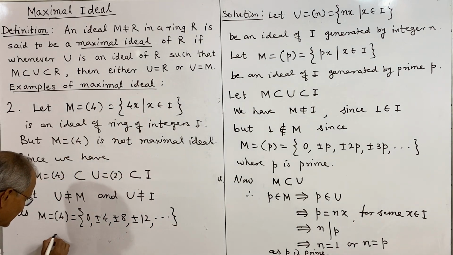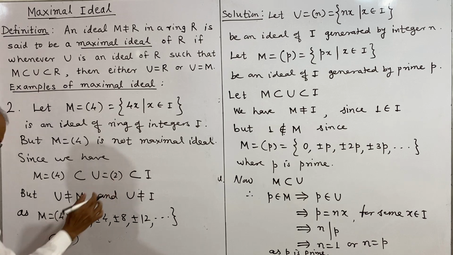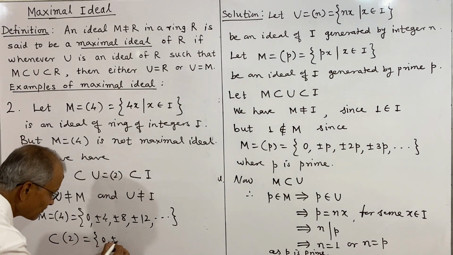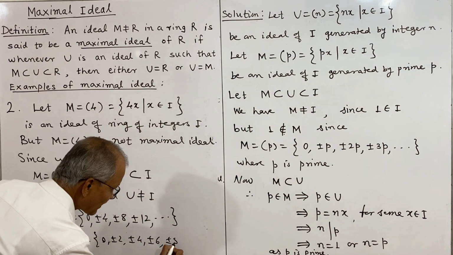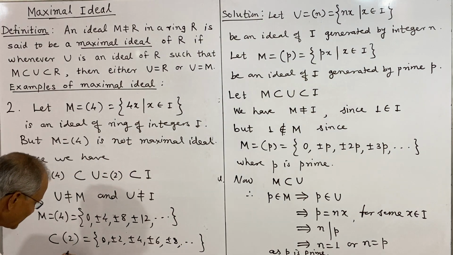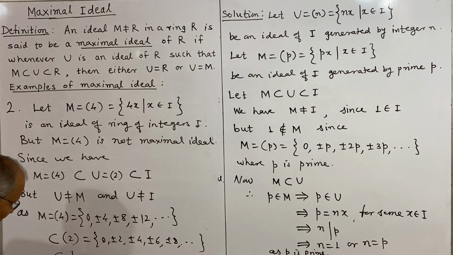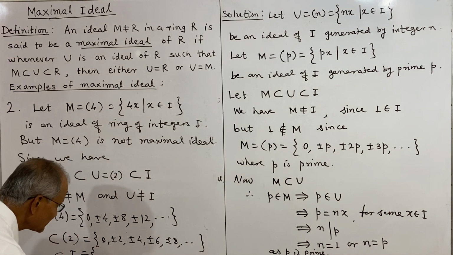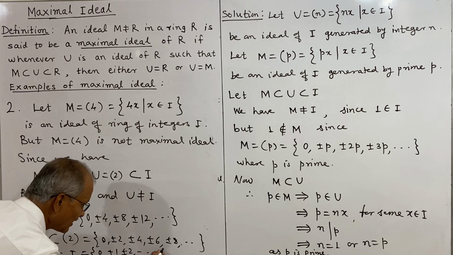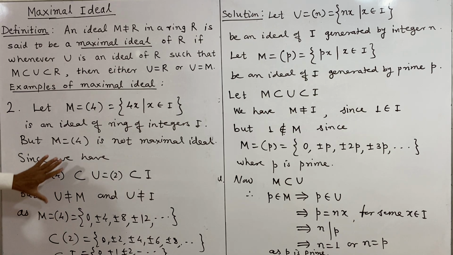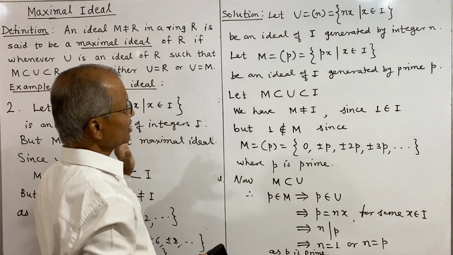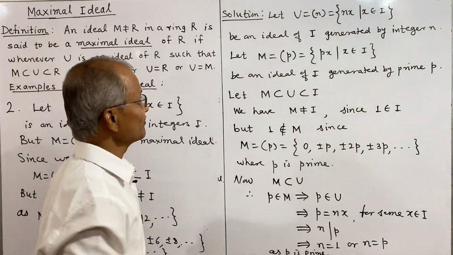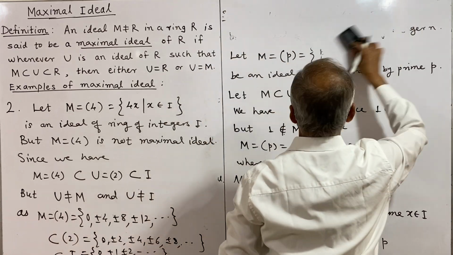This is a subset of the ideal of 2. The ideal of 2 is 0 and the multiples of 2, and so on. This is again contained in I, the set of integers, but this set is not equal to the set of whole integers, 0, plus minus 1, etc. Therefore this is not a maximal ideal. So we have considered an example which is not a maximal ideal, and it will be a maximal ideal if and only if p is prime.